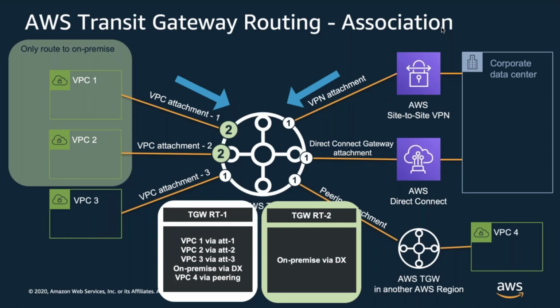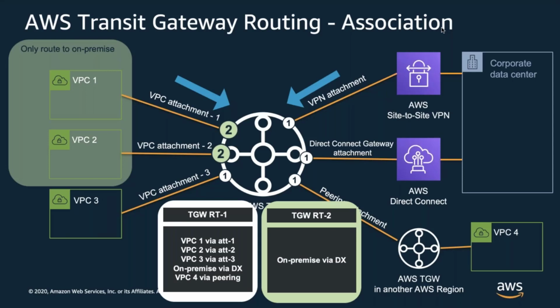traffic can get back to the appropriate VPC. Now, if VPC1 would try to communicate with VPC2, it can try and send that traffic to the Transit Gateway, but the Transit Gateway in route table 2 doesn't have the route for VPC2 or 3 or any other attachment except for on-premise. So that traffic would be dropped.